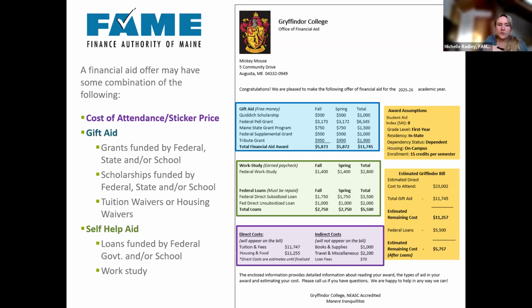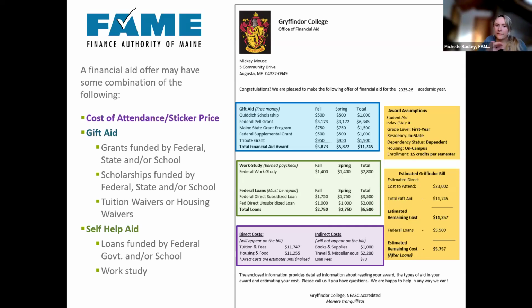And then below the work study, you'll also see information about student loans. Another thing I love about this award is that it puts right on there things like earned paycheck, free money, appears on the bill, student loans must be repaid. It's a really great way, and it seems very clear and direct. So that's something, again, that won't show up on everyone. So something to keep an eye out for, especially if you're advising students.